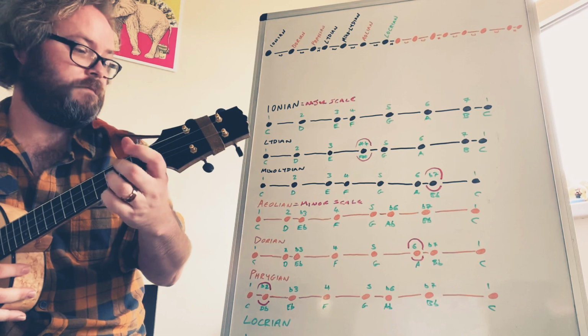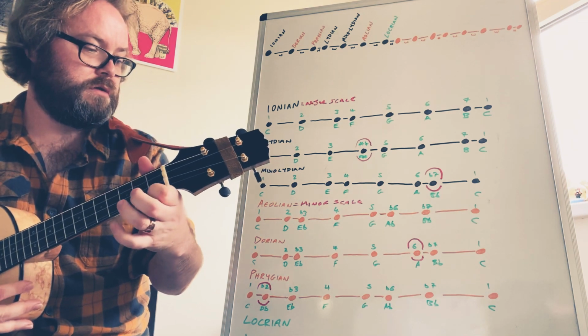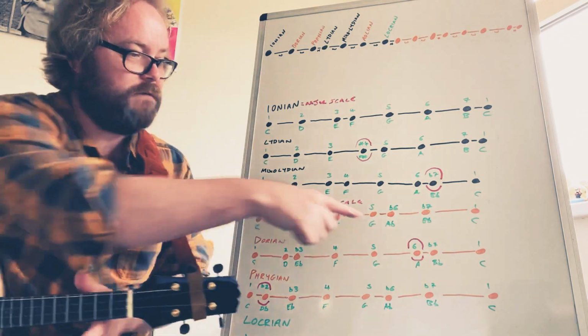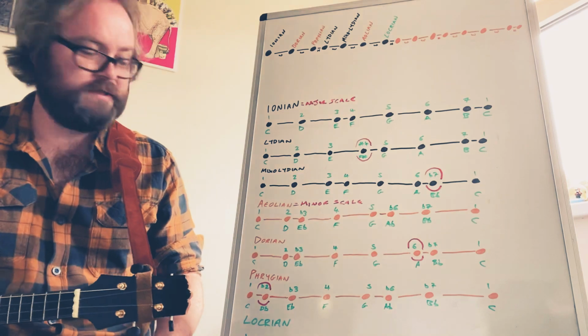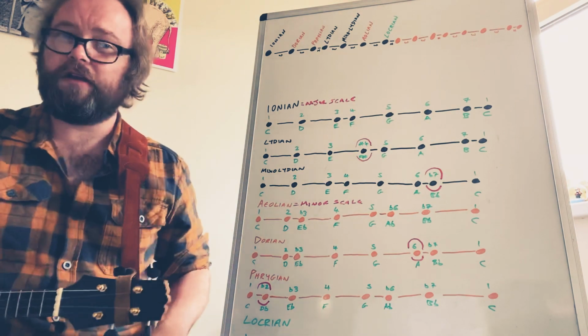The Dorian. So by having that A note rather than the A flat, it doesn't sound quite as dark or kind of sad as the Aeolian. Let's have a look at the Phrygian.